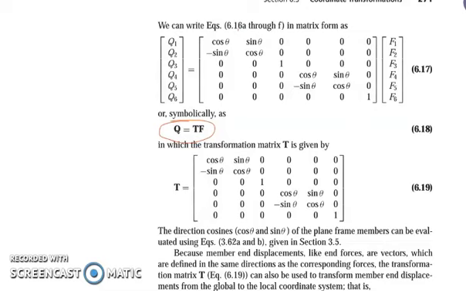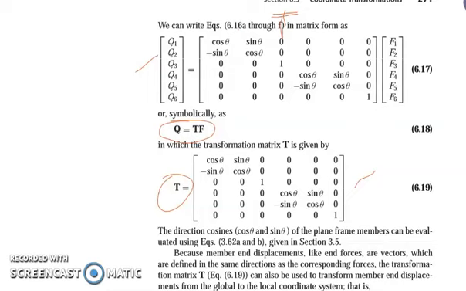Of course, for every member, there will be 6 member end forces in the local coordinate system, and 6 member end forces in the global coordinate system, so it is written in this manner. This is our T, the transformation matrix, which is equivalent to this equation. So we have the presence again of cosine theta and sine theta.